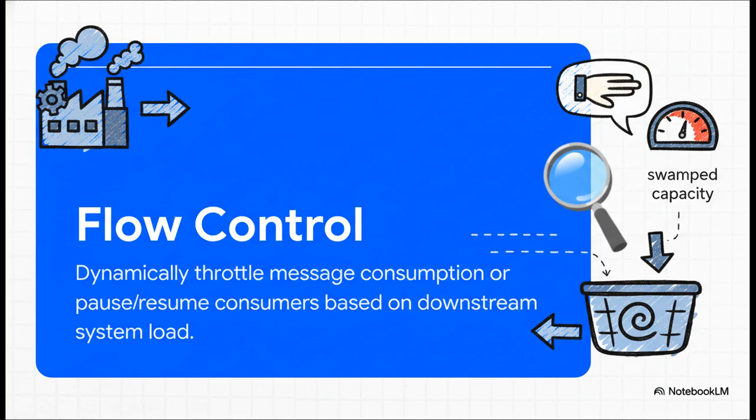Imagine if your consumer could literally tell its producer, hey, I'm totally swamped right now, can you please slow down for a second? Well, that's flow control. It's this dynamic, almost conversational approach where systems signal their capacity to each other, allowing the whole pipeline to adjust its speed in real time.